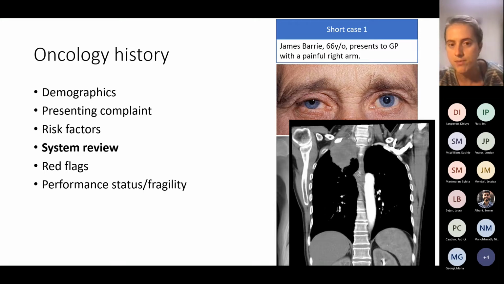A 66-year-old presents to the GP with a painful right arm, numbness and tingling, and weakness you notice as well. But then you spot this in his eyes. So what do you think? Does anyone have an idea what that is, or what could be going on to link those two things?